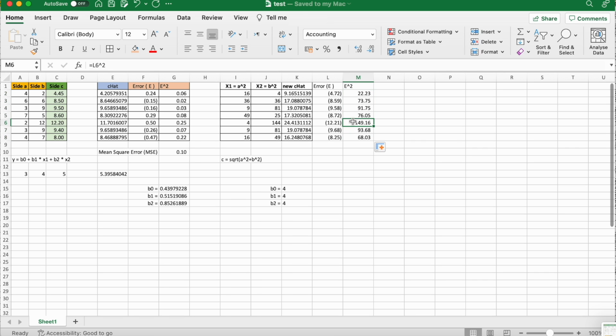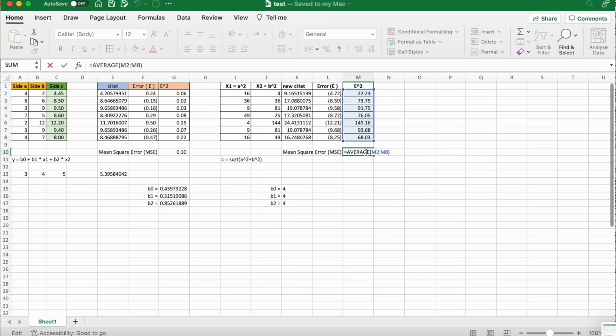Now based on the square of the errors, we can calculate the mean square error. So I just copy this and put it here. So this is nothing but the mean of these values. So he finds the mean square error. Now he says that let me try to minimize this mean square error, and see whether I get a better result or not.